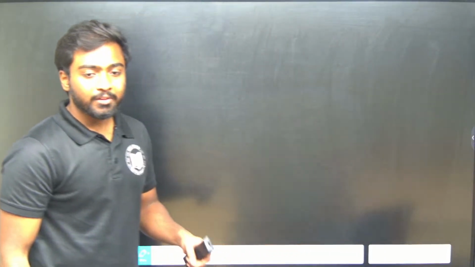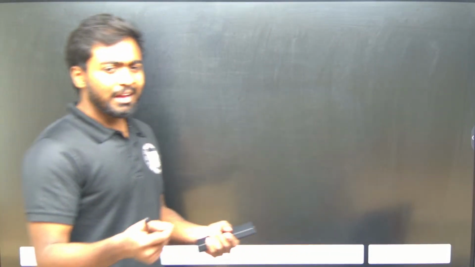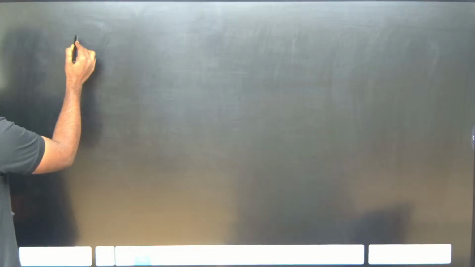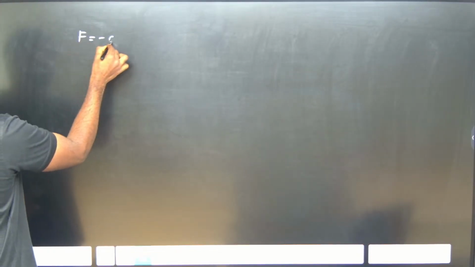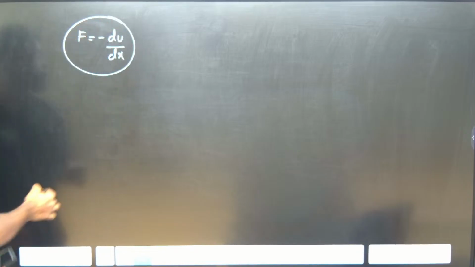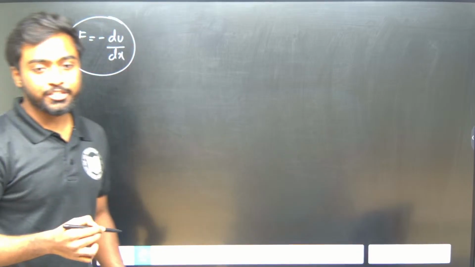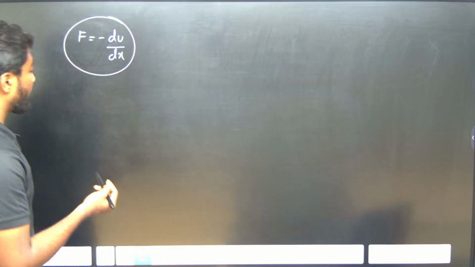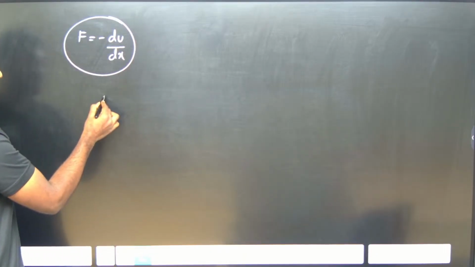Then we have discussed the potential curve. So what is the thing? Force and potential, like F is equal to minus dU by dx. This is the relation between conservative force and the potential. Okay, fine.